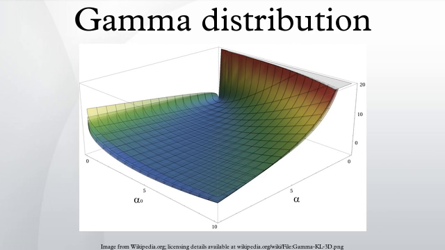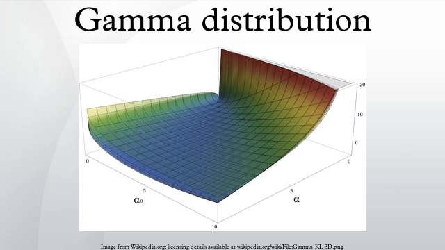Cumulative distribution function. The cumulative distribution function is the regularized gamma function. Where γ(k, x/θ) is the lower incomplete gamma function. It can also be expressed as follows, if k is a positive integer.